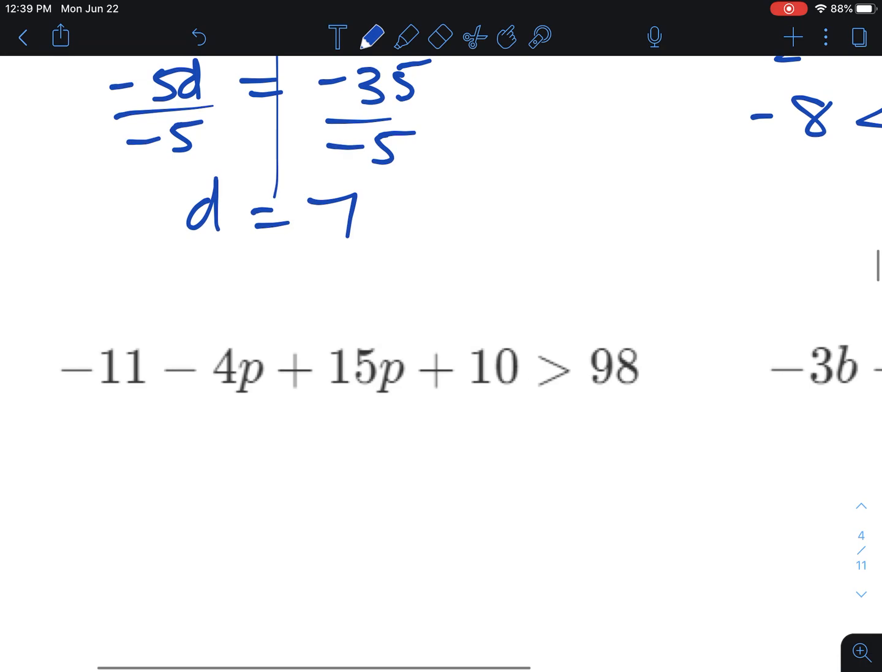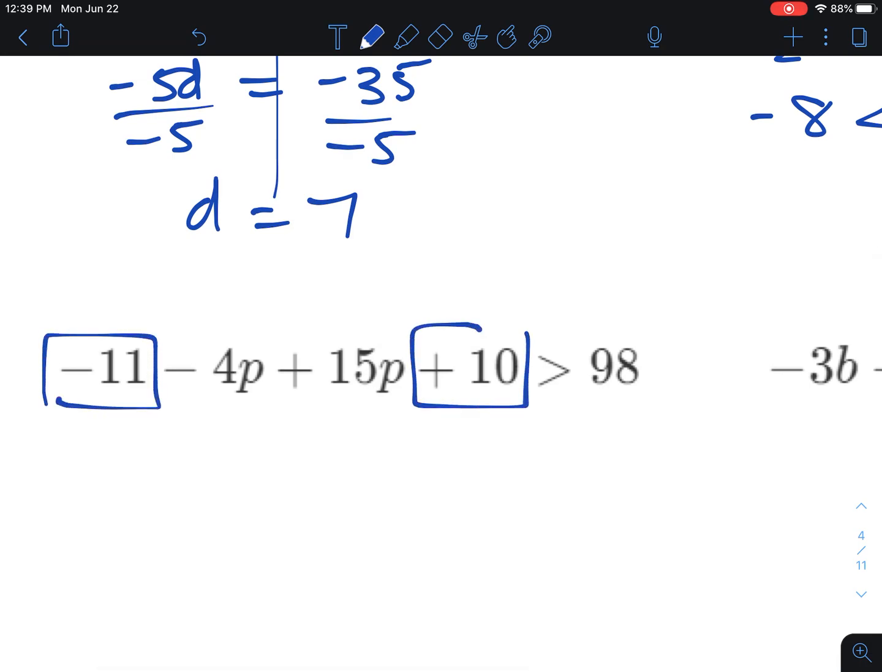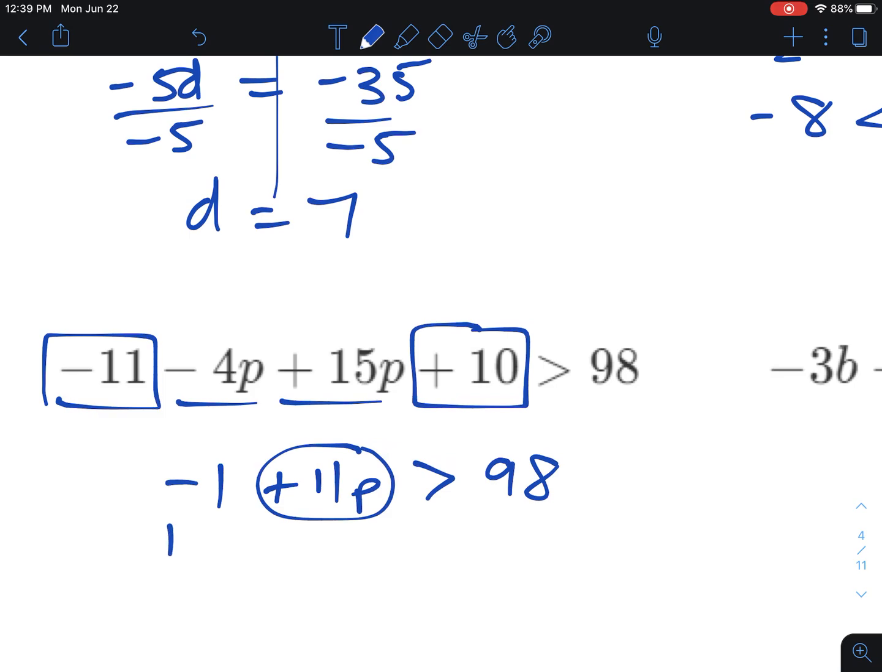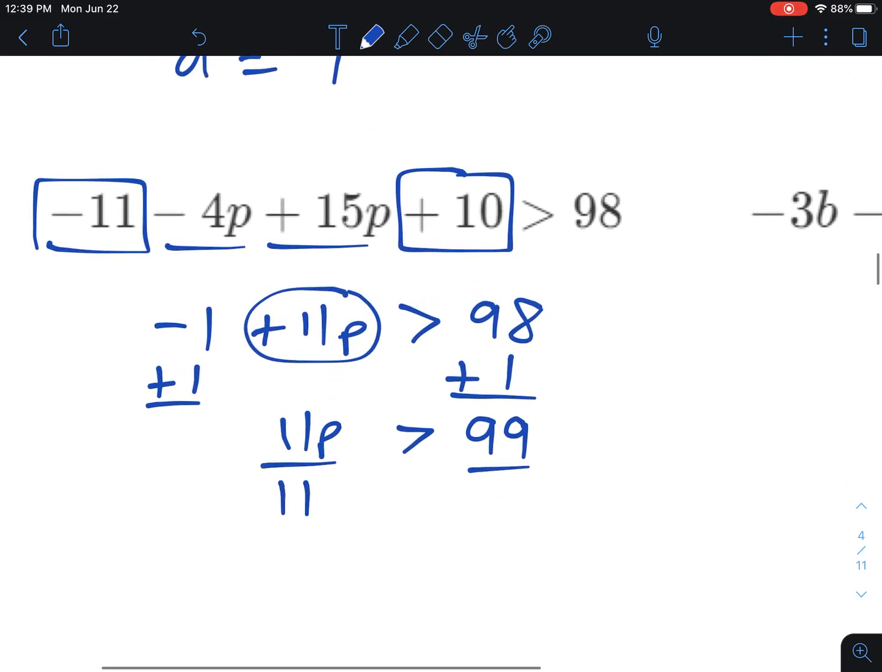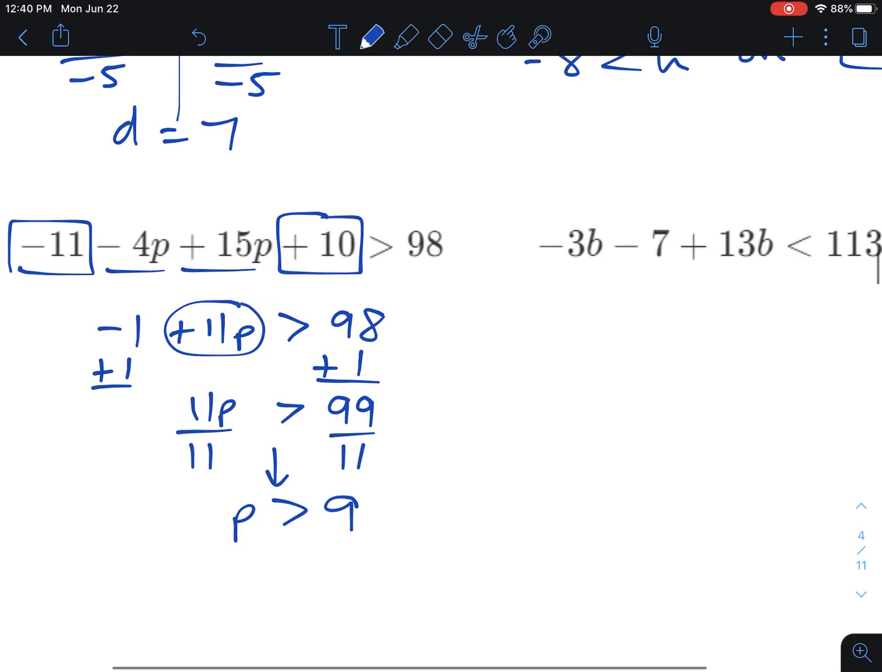Over here, again, combine like terms. I'm going to combine these two first. So negative 11 plus 10 is negative 1. Negative 4p plus 15p would be plus 11p is greater than 98. Bring that down. Back to a two-step. This would be 99. 11p is greater than 99. Divide both sides by 11, and you get p is greater than 9. We don't flip this symbol. We didn't flip it in the other one either because you divide by a positive, you keep it the same. Divide by a negative flips the symbol, or multiply by a negative flips the symbol.